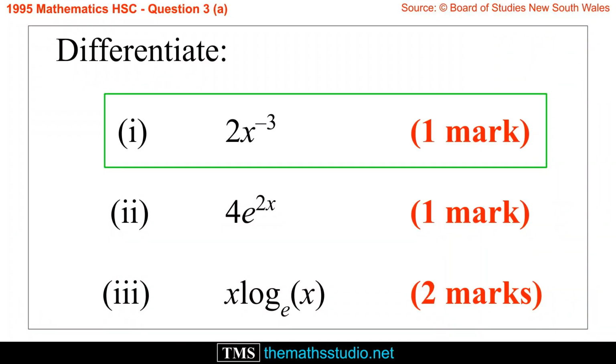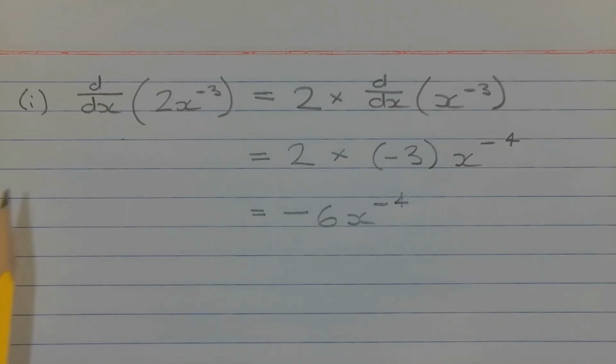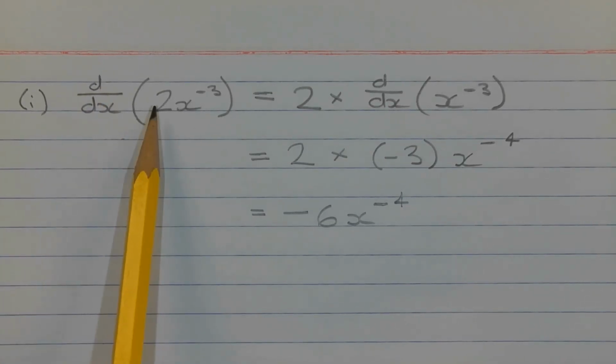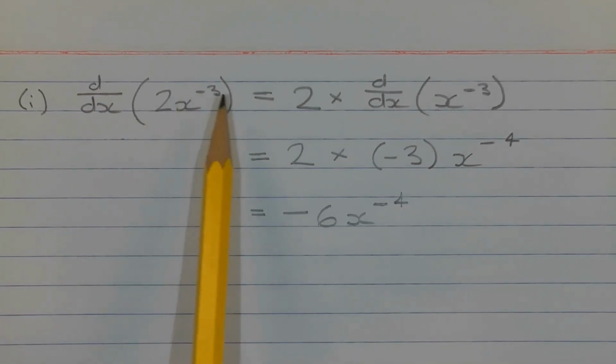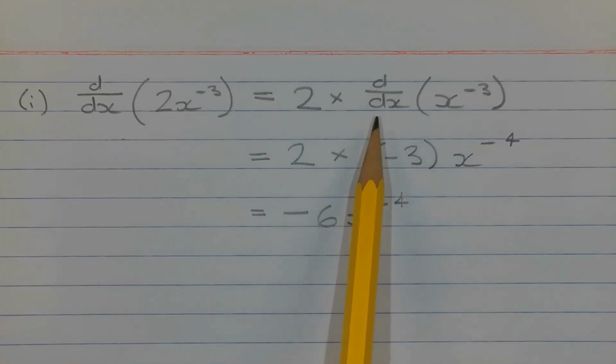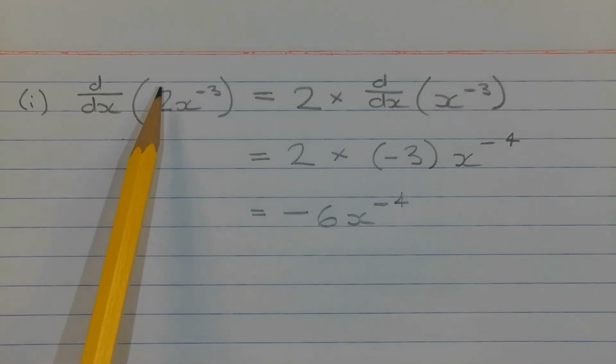Question 3, Part A, Part 1. Differentiate 2 times x to the power of -3. d/dx, or the derivative of 2 times x to the power of -3, can be written as 2 times d/dx of x to the power of -3. Now, the 2 is a multiplying constant, so that can be placed in front of the d/dx operator.